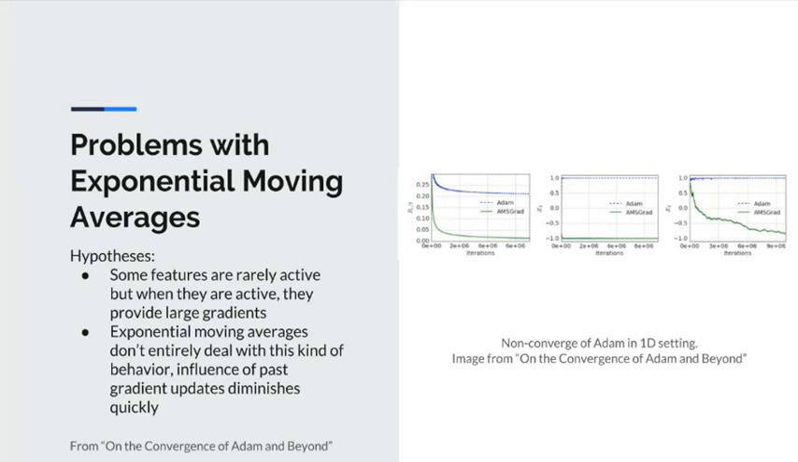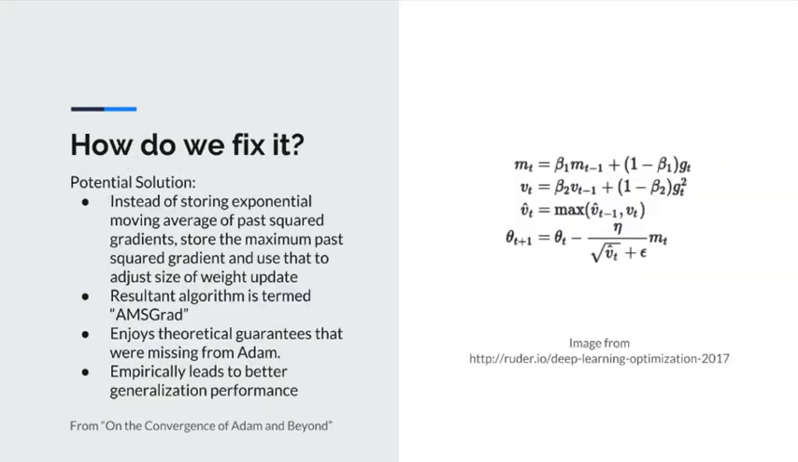Exponential moving averages produce this inaccurate estimate of gradient magnitude when gradient updates are sparse. So how do we fix it? Well, one potential solution is, instead of storing the exponential moving average of past squared gradients, we can store the maximum past squared gradient and use that to adjust the size of the weight update. The resultant algorithm is termed AMSgrad by the paper On the Convergence of Adam and Beyond. And AMSgrad enjoys some theoretical guarantees that are missing from Adam.